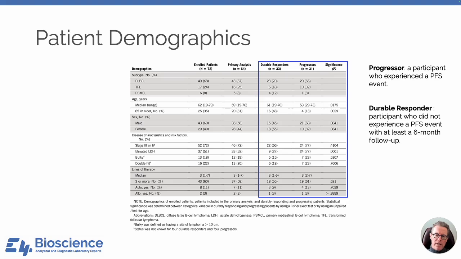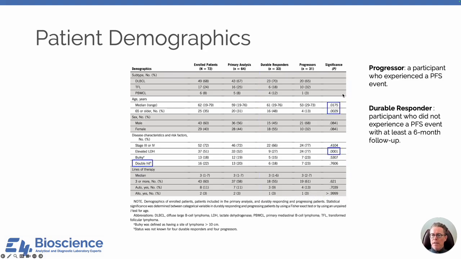Couple interesting things to look at here. First, the statistics that are provided here with p-values are comparing durable responders and progressors. This is after the study data is available. So we couldn't do this kind of analysis at the onset of the study because we didn't know the progressor or responder status of these patients. So it's just first thing.